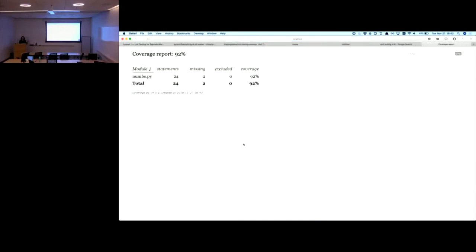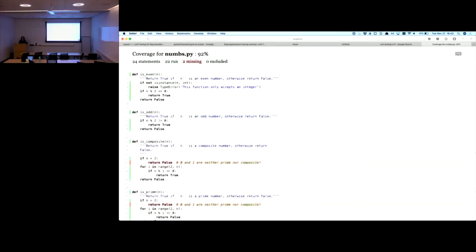This is my favorite part of the coverage module, by the way, is the fact that you can get an HTML report of your coverage that you can click into, and you can see exactly what's not tested. This is so helpful. Okay, so looking at this HTML report, I can see I'm completely missing these special branches for 0 and 1 are neither composite nor prime.